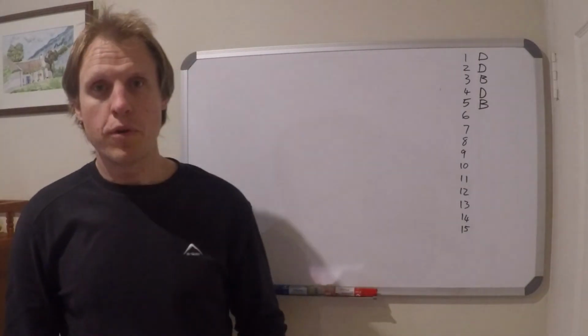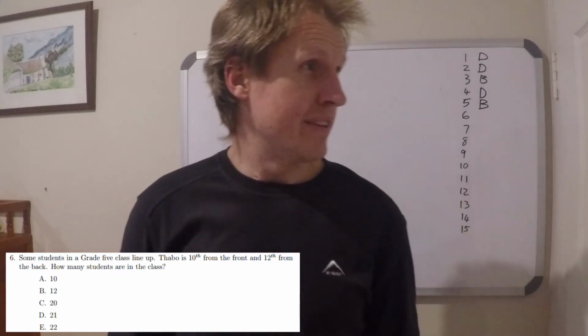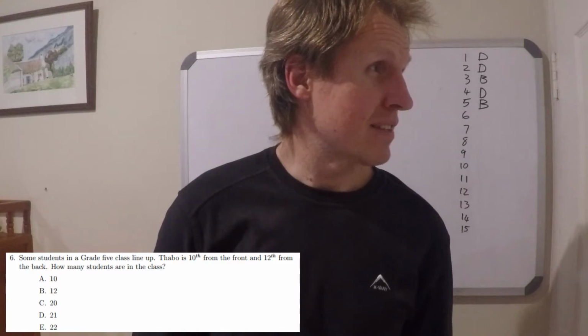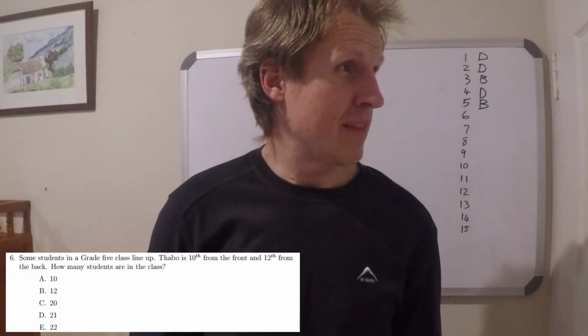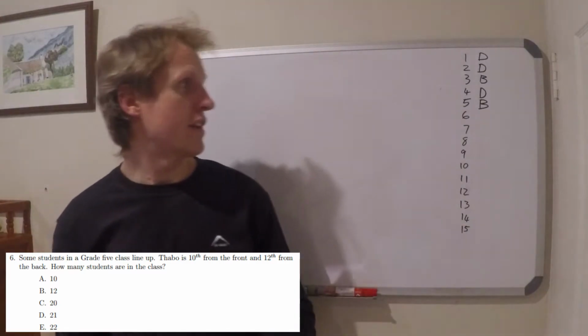Question 6, these are the 4-point questions. Some students in a grade 5 class line up. Tabo is 10th from the front and 12th from the back. How many students are in the class?